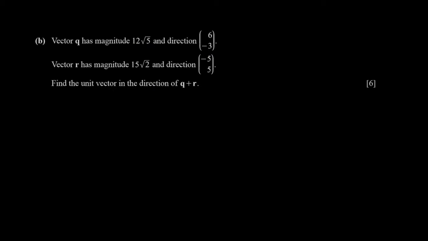All right then, here we are in the second part of this vectors question. We've got a vector Q, which has a magnitude of 12 root 5 and a direction of this. And vector R has a magnitude of 15 root 2 and a direction of this. We want to find the unit vector in the direction Q plus R.